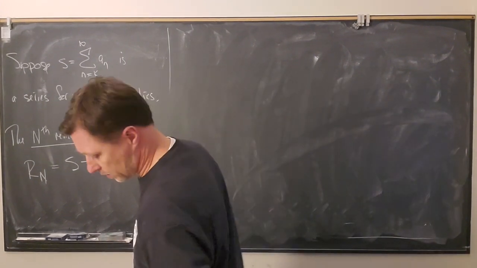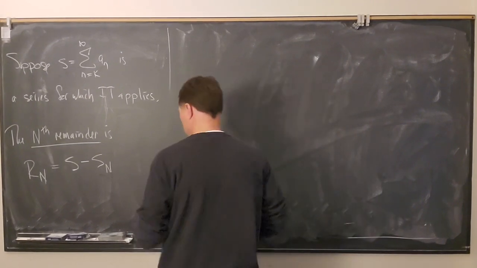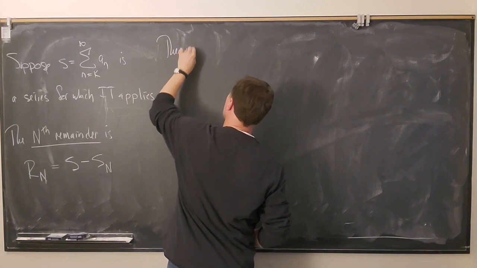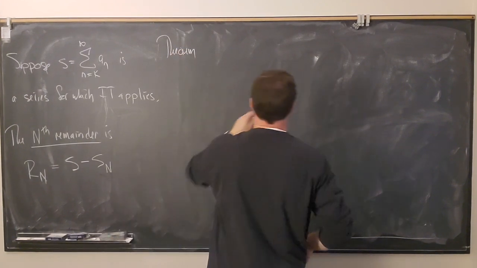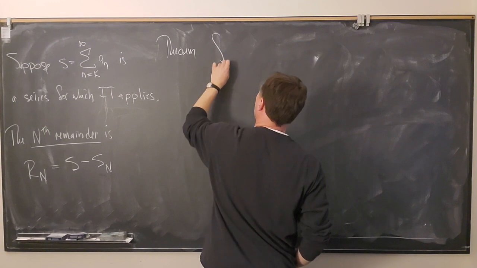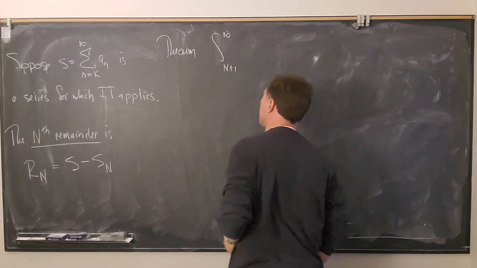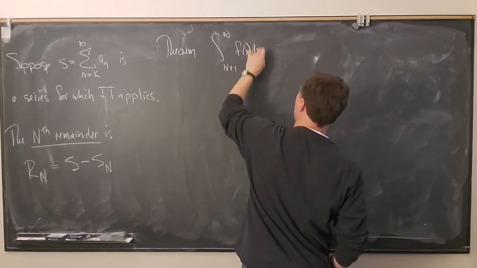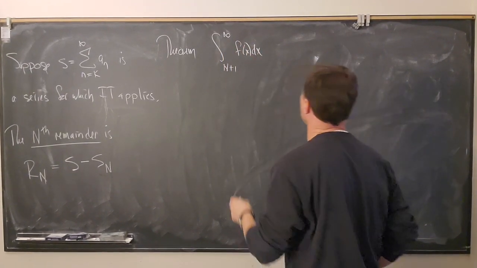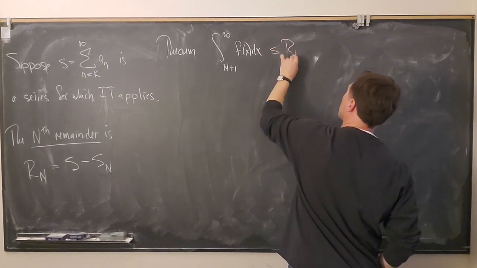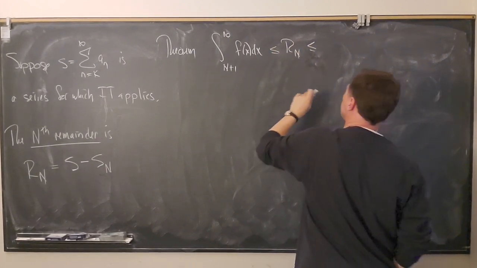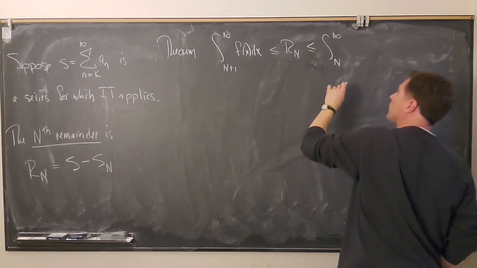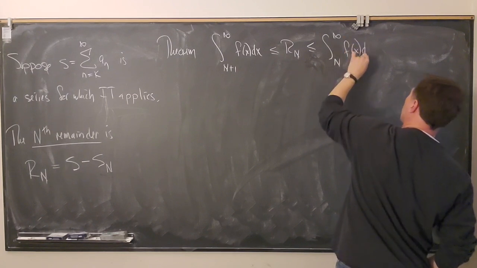So here's an amazing fact, I guess you could say. Let's call this a theorem. The integral from capital N plus 1 to infinity of f of x dx, where f of x is the associated function, is less than or equal to r sub n, which is less than or equal to the integral from n to infinity of f of x dx.